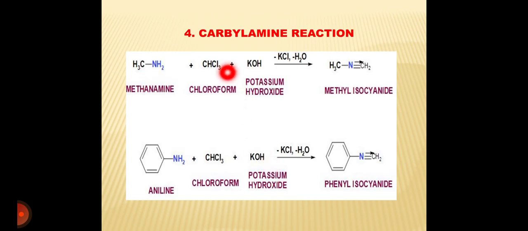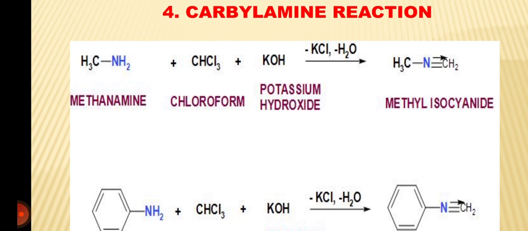Next important reaction is carbylamine reaction. Dear student, this reaction is used to distinguish the primary amines from the secondary and the tertiary amines. Generally, this reaction is given only by the primary amine. Let's take the example.